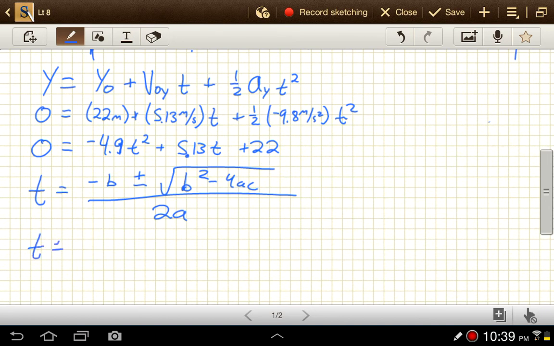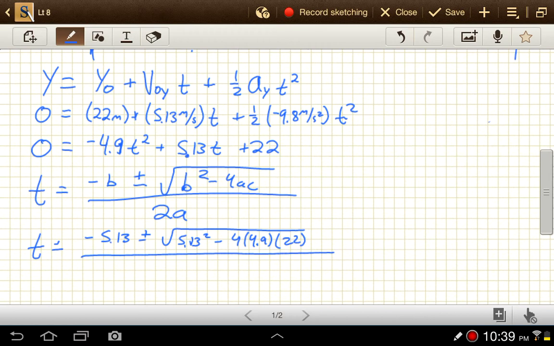t is equal to negative 5.13 plus or minus the square root of 5.13 squared minus 4 times 4.9 times 22, all over 2a.